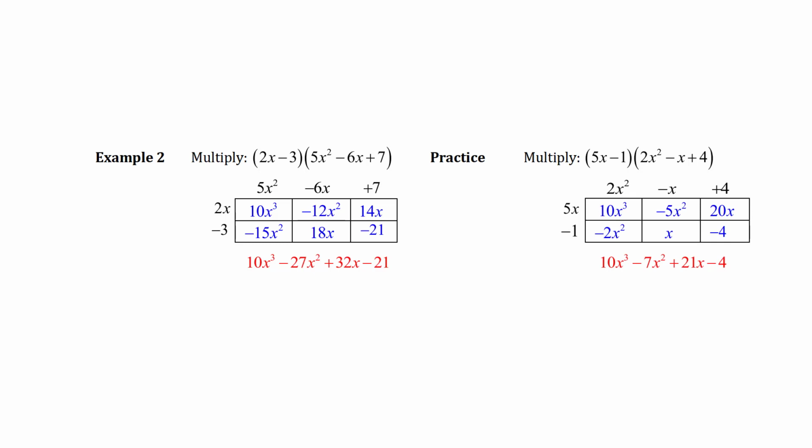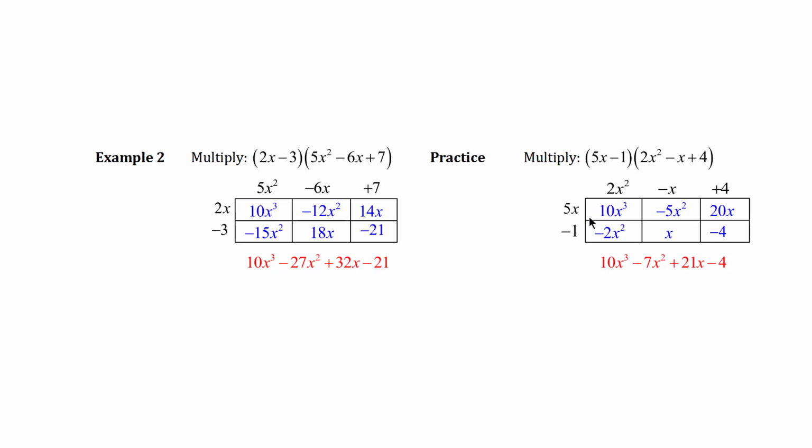Alright, so let's go over the solutions. On my table, I have 2 rows and 3 columns. For the first row, I have 5x. The second row is negative 1. On my first column, I have 2x squared. The second column, I have negative x. And my third column, I have plus 4.